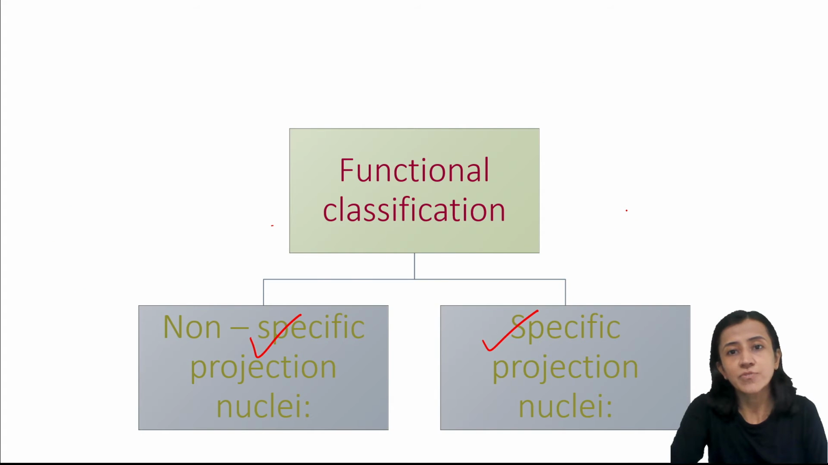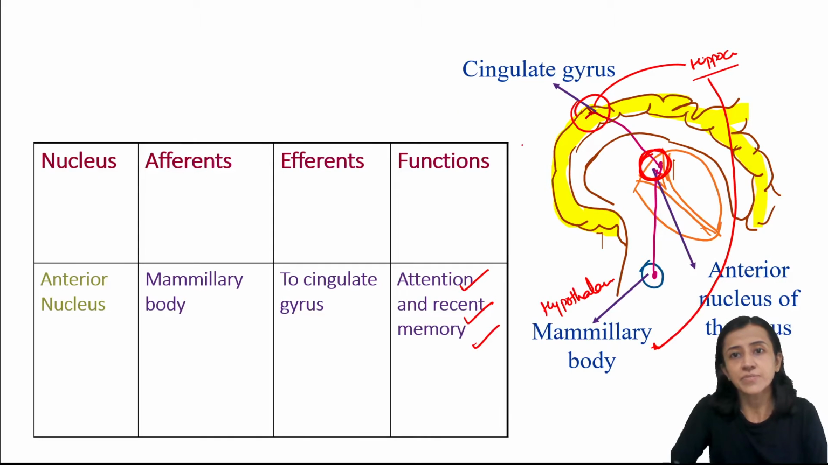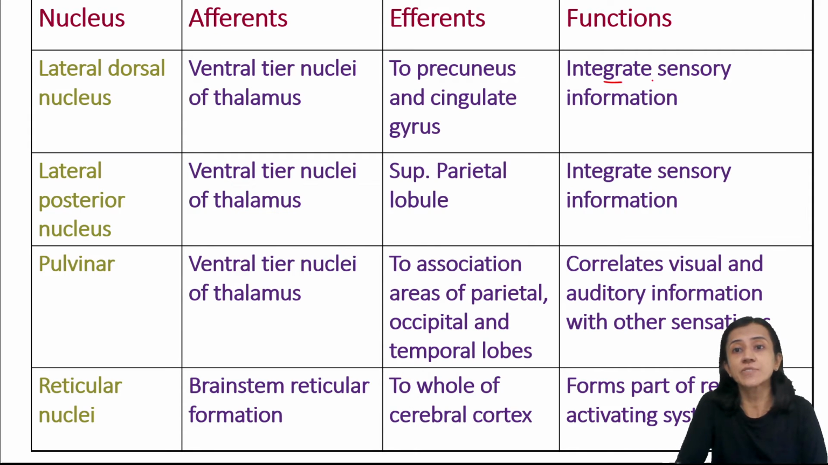So afferent from the ventral tier nuclei of the thalamus, and efferent is given to the precuneus and cingulate gyrus. The cingulate gyrus is here; we have discussed this one. And this is important for integration of sensory information, because sensory information is coming from the ventral tier nuclei and is integrated here. Lateral posterior also has the same function.